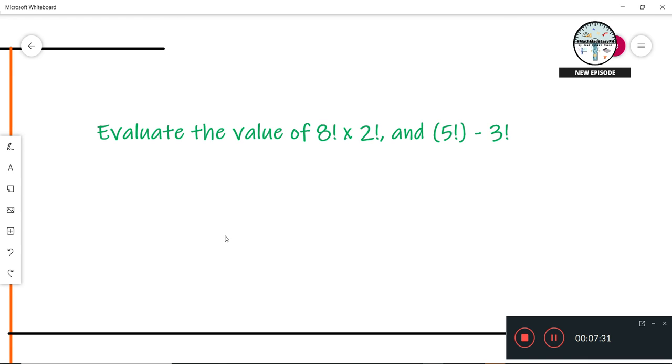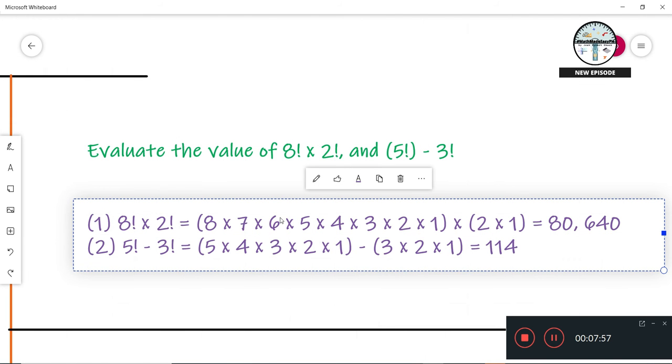So let's try to evaluate. If you have your calculators, that would be good. I want you to evaluate the value of 8 factorial times 2 factorial, as well as 5 factorial minus 3 factorial. So pause this video if you want to try, and if you're ready, please play the clip to see the solution. Okay, here you go.